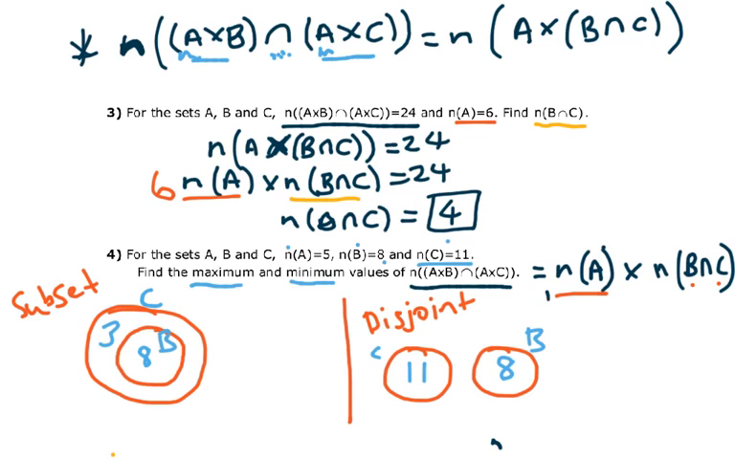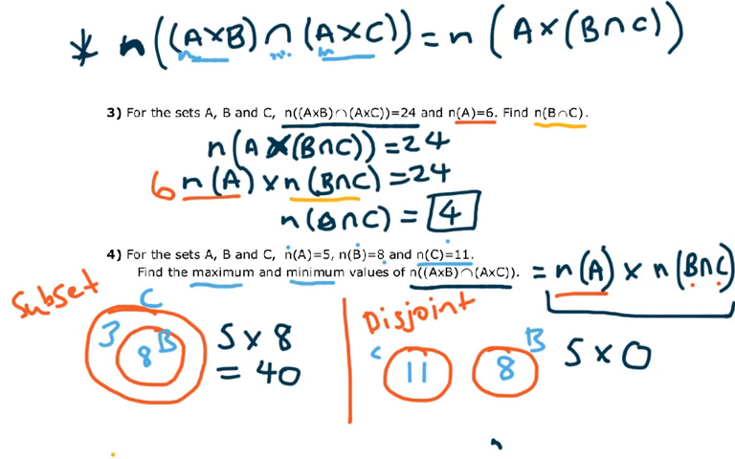So now it's just a matter of working out this product and seeing which is the maximum, which is the minimum. So the number of elements in A is 5 each time, so 5, and we multiply that by the number of elements in B intersection C. Well, the intersection there is 8. And so that's going to be 40. Let's try the disjoint. So the number of elements is 5. And the number of elements in the intersection, well, there's no elements because there is no intersection. And so as we can see here, this is the maximum value, and this one here will be the minimum.